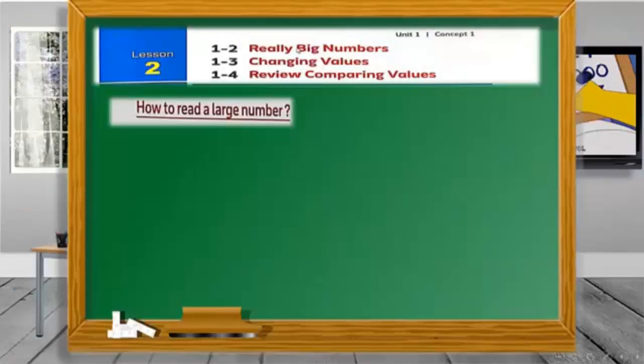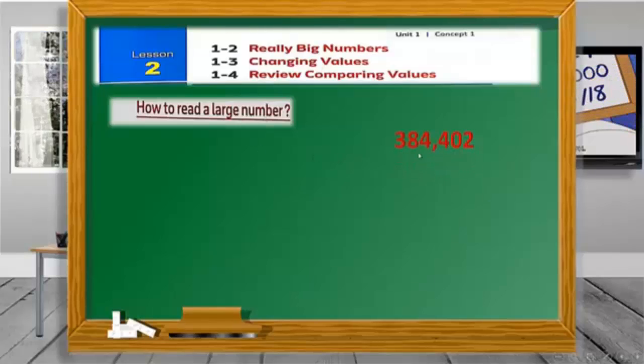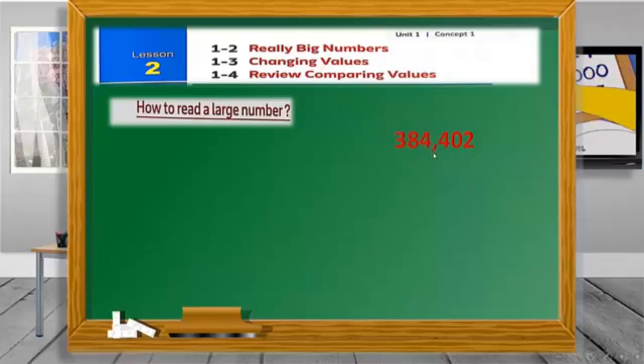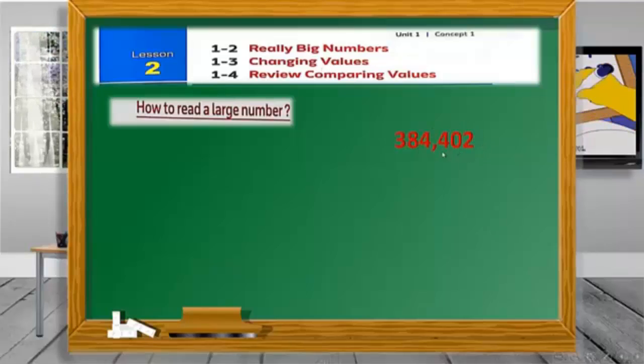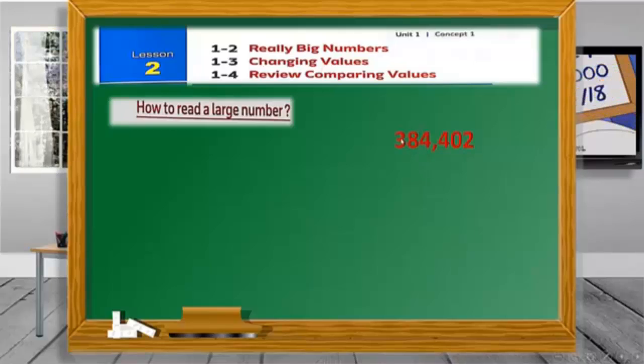We will learn how we can read and write big numbers. How to read a large number or a big number. You have here 6 digits. This numeral or this number consists of 6 digits. And do you see this comma? Do you know why we put here this comma after 3 digits? Because the first 3 digits is a first period, second 3 digits is a second period, and so on if we have more digits here.